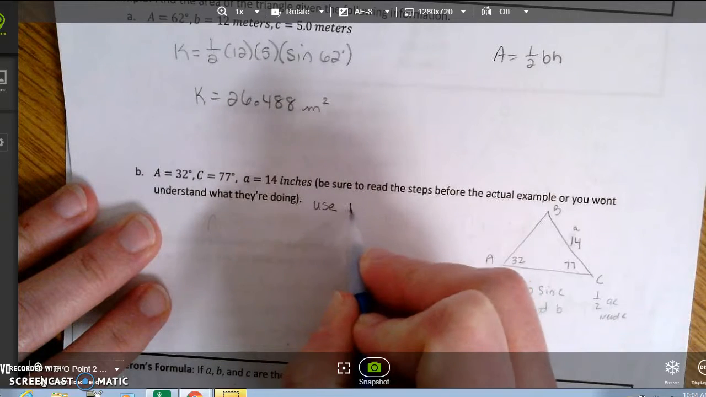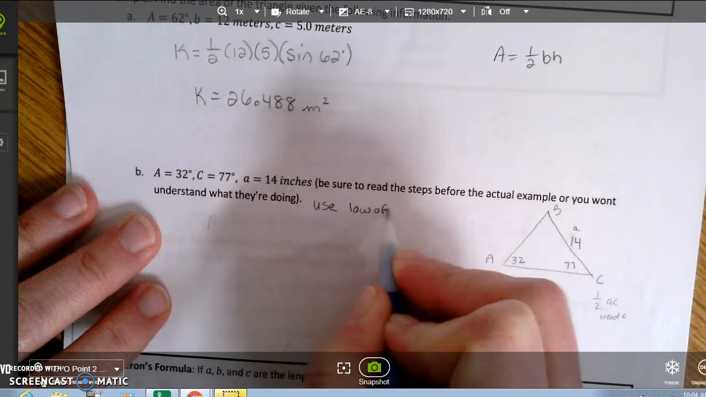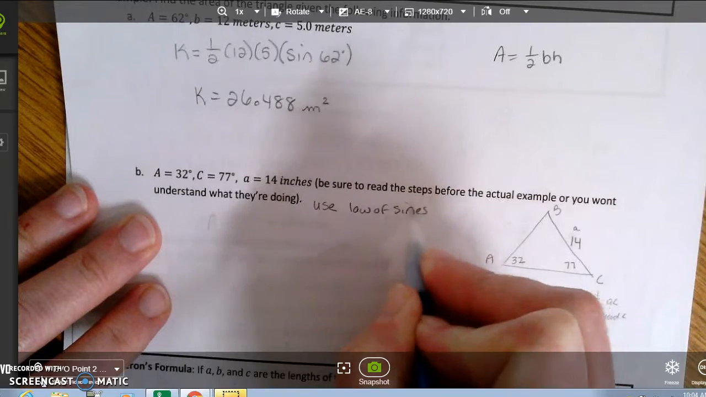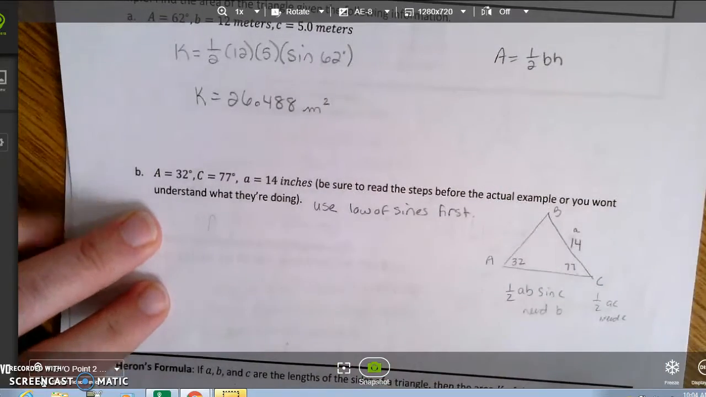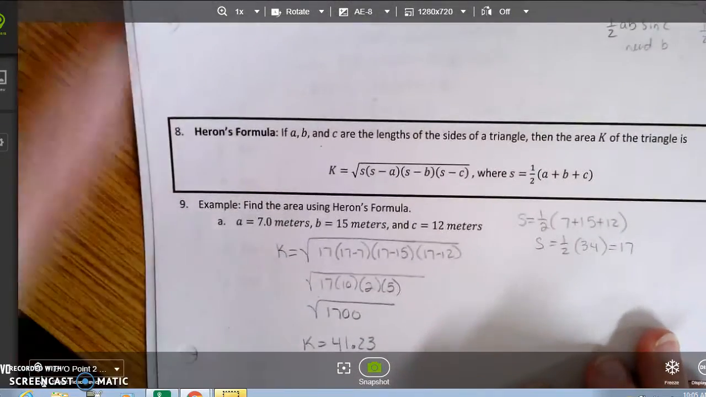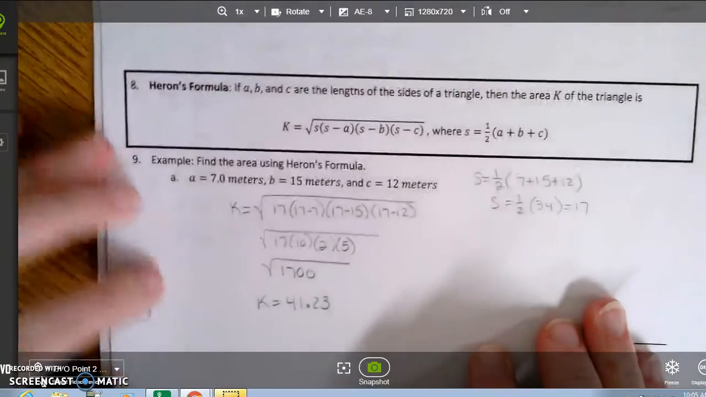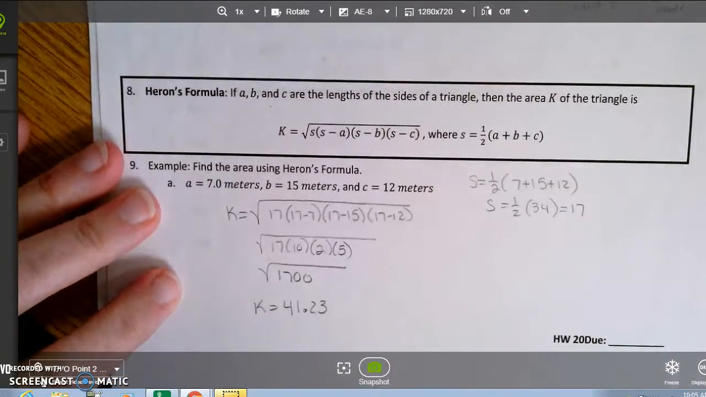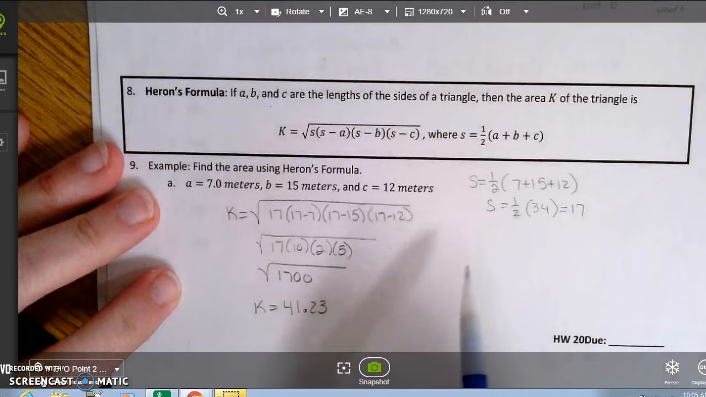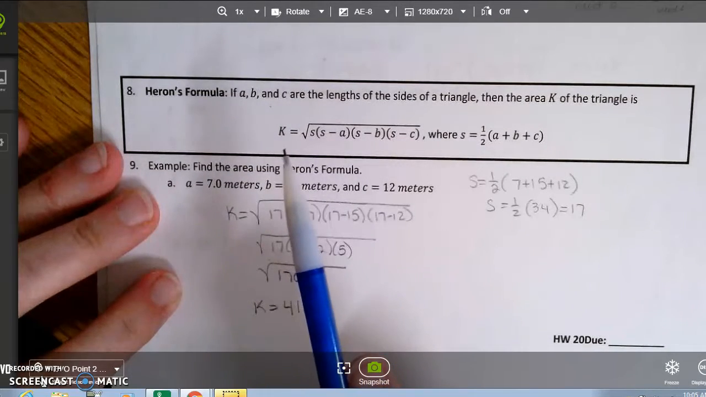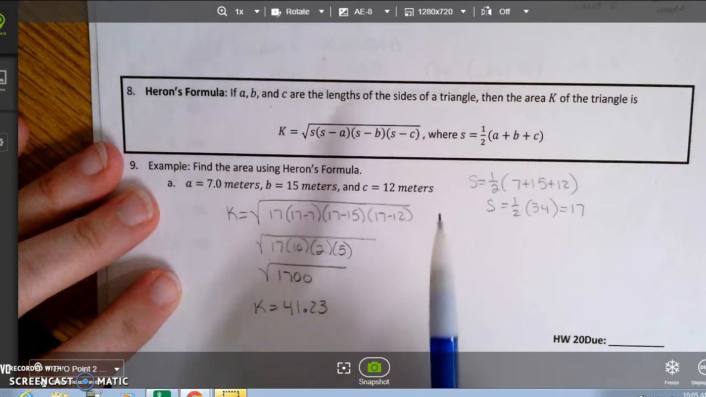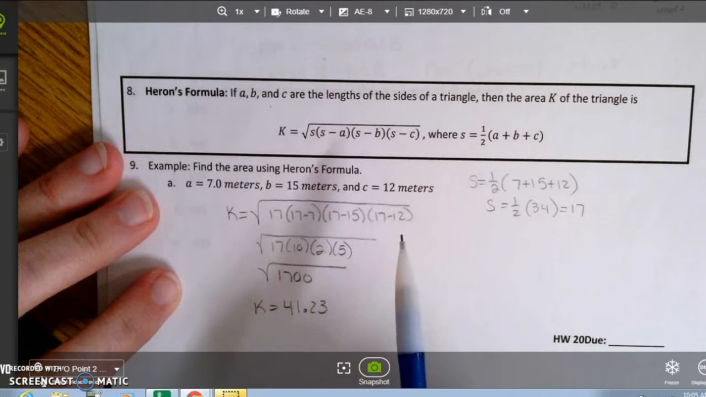So you'll have to use law of sines first. And we'll talk about how to do that on the next video or the next class that we talk about. And the last thing you see here is something called Heron's Formula. And Heron's Formula is another way to find the area of a triangle. This is also on your formula sheet. So these are used as alternatives when you don't know the height of your triangle.